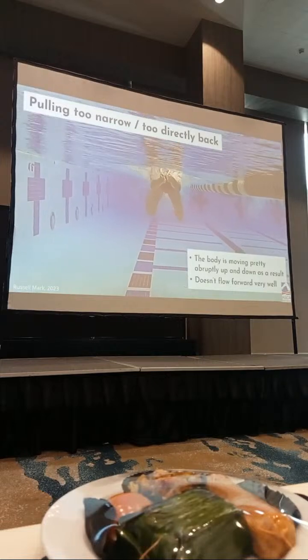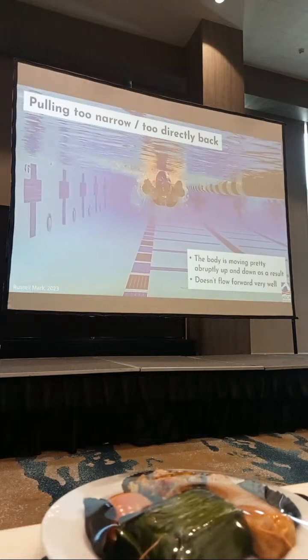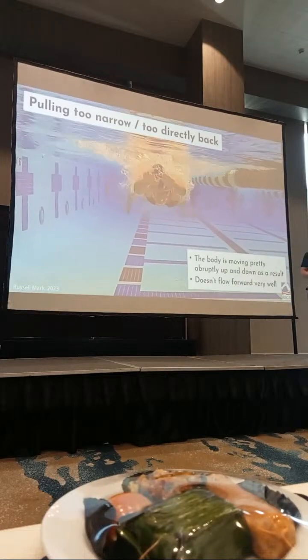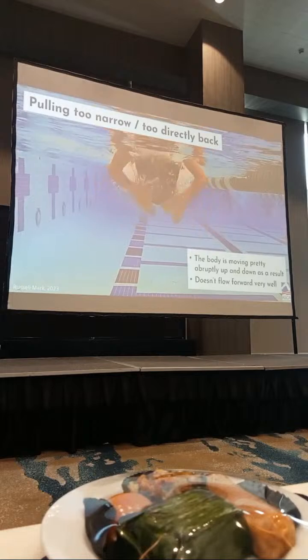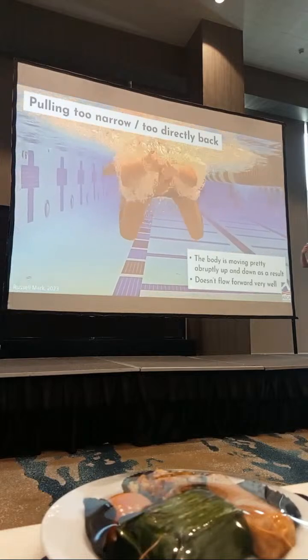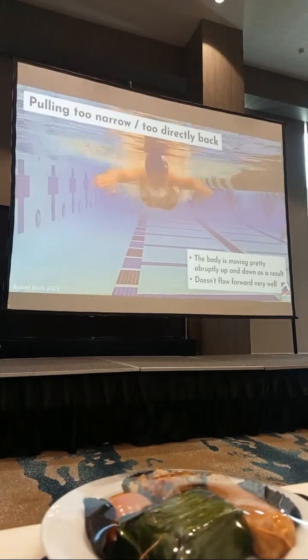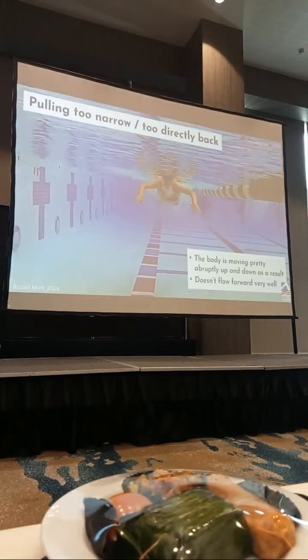And this athlete is pulling too narrow, not going wide enough and not making enough of a circle. And this athlete is pretty good at the other strokes and wants to just pull more water, because that is what they're used to doing.